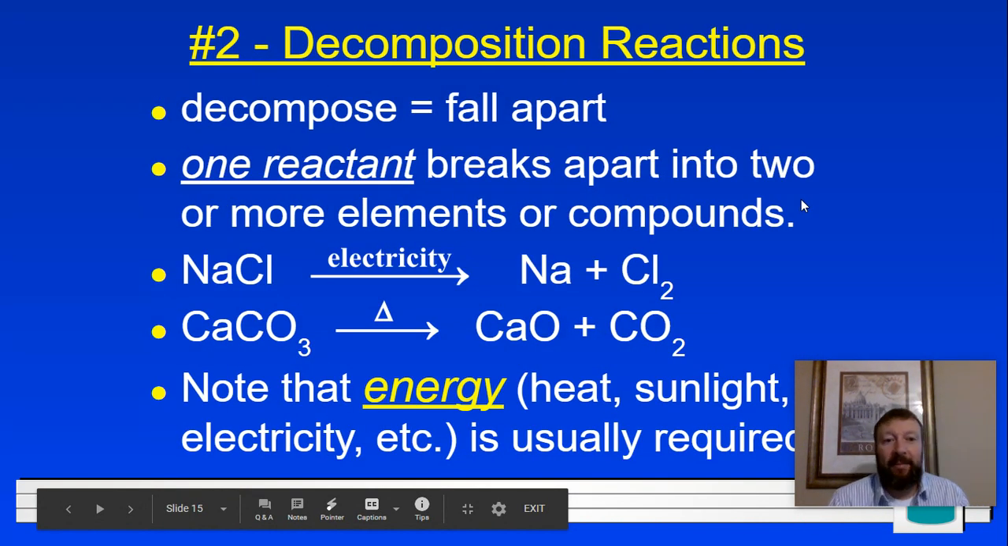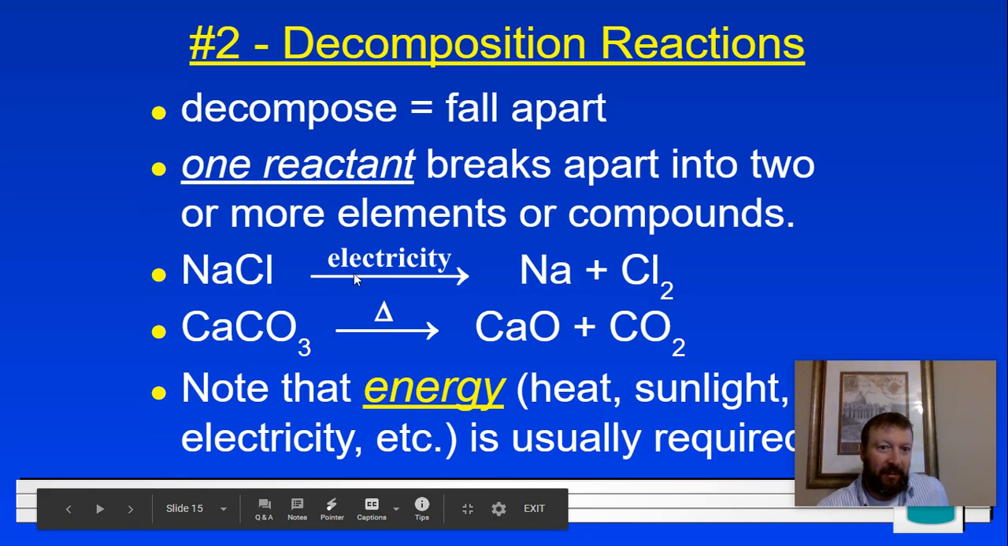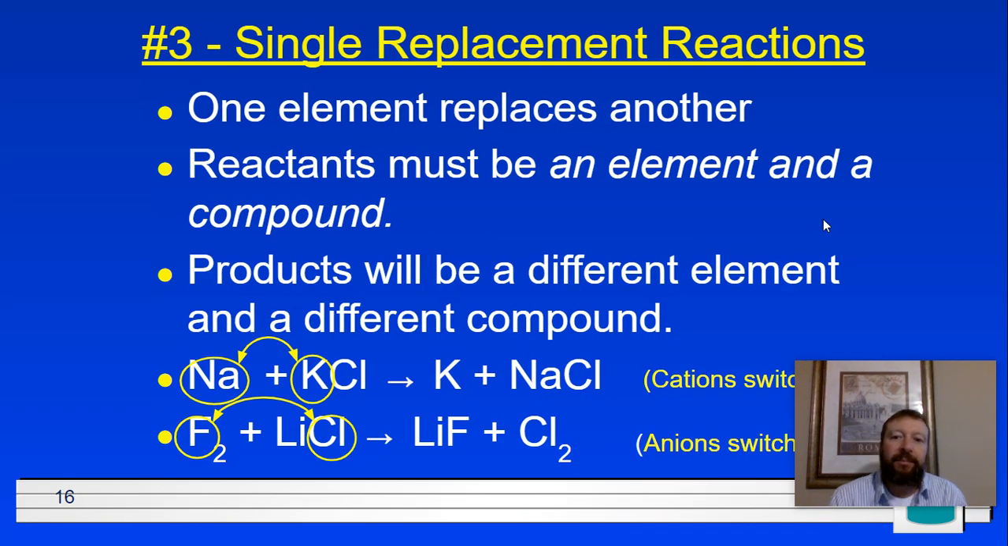The second type is decomposition. It's the opposite. I'm going to start with 1 thing, and it's going to decompose into 2 things. It's going to break apart. Here's another example. Calcium carbonate is going to decompose into calcium oxide plus carbon dioxide. You can put 1 thing into 2 things. In order for that to happen, most of the time there needs to be some type of energy, and we'll put that on top. In order for this reaction to happen, you have to have electricity, or some type of energy, heat, or light.